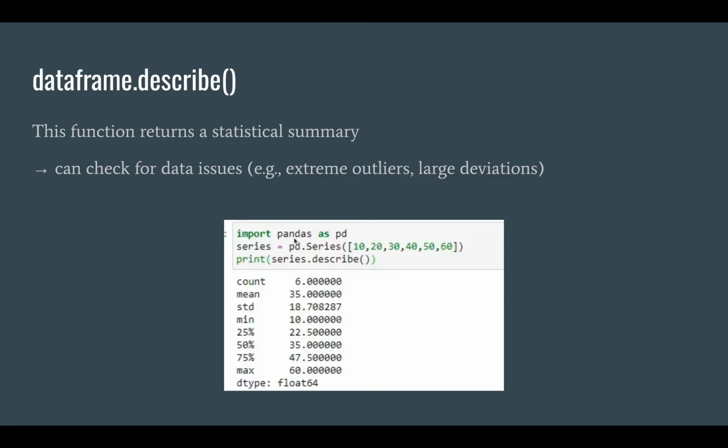So you can see that in this example, we import pandas as pd, and then we created a new series, and then we called the describe method from this series, and it will return count, mean, standard deviation, min, 25%, 50%, 75% quartile, max, and it talks about the data type. We'll talk more about each in subsequent slides.